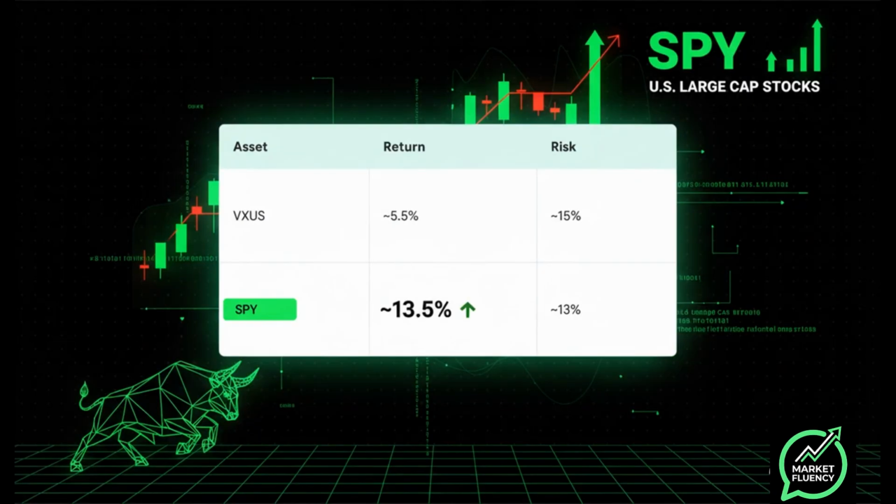And this is where the map starts to scream at you. We add U.S. stocks, the S&P 500. Now, look closely. They actually had less risk than international stocks, about 13%, but delivered a massive 13.5% annual return. That is a far, far superior trade-off, pushing right up towards that holy grail zone.